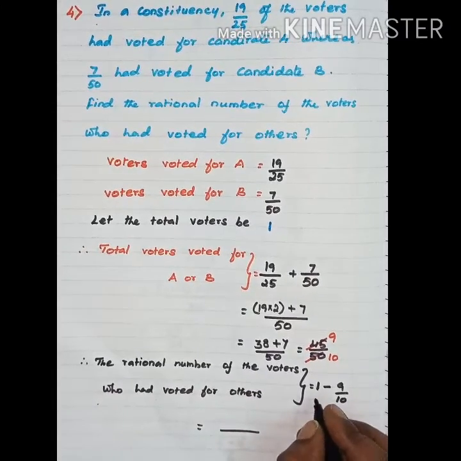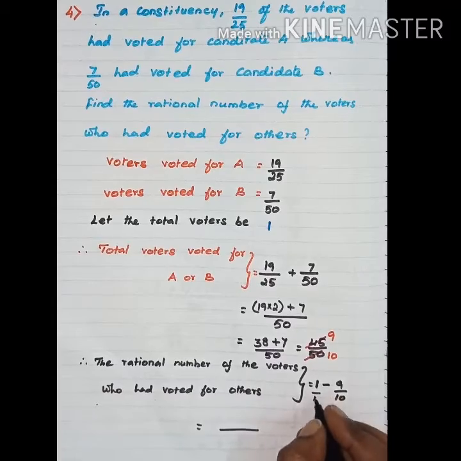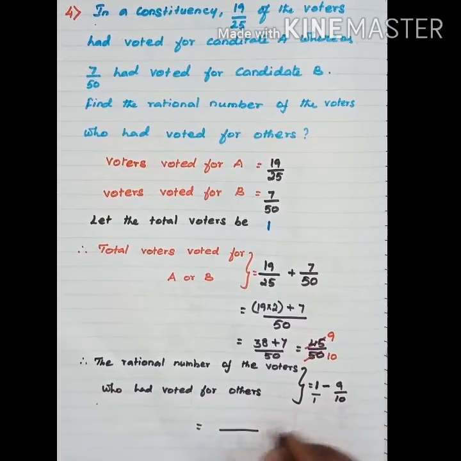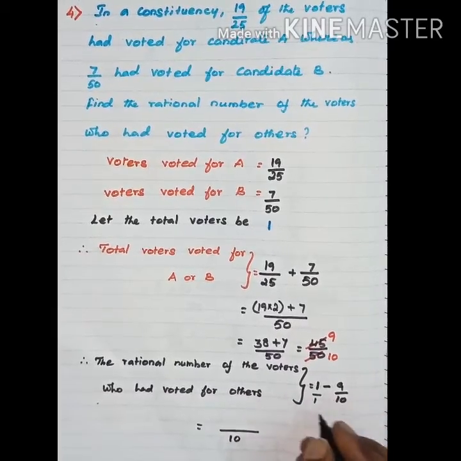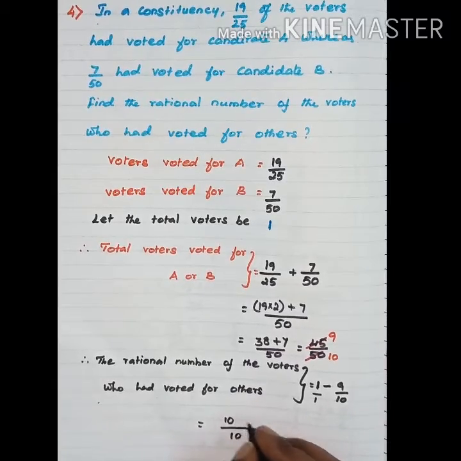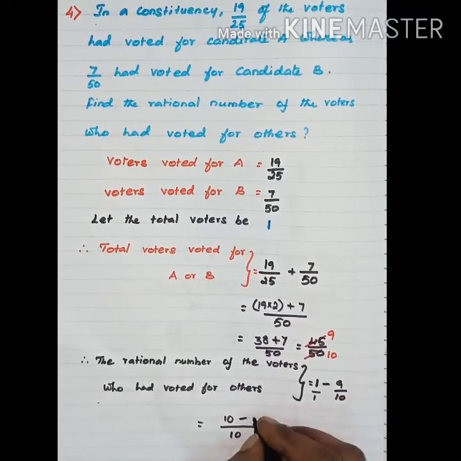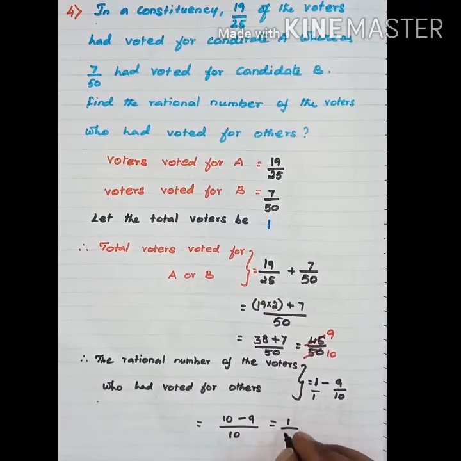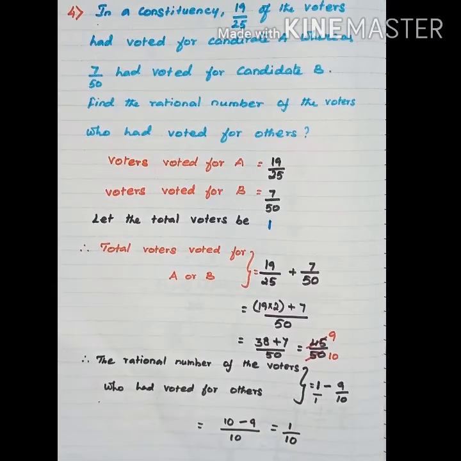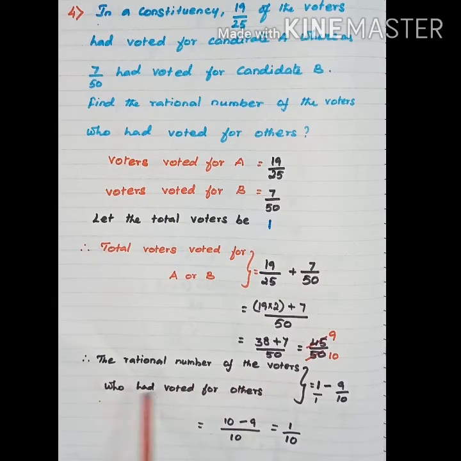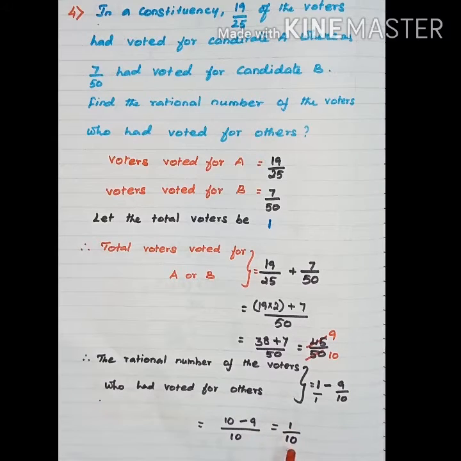Take LCM. Here 1 by 1. So 1 tens are 10, 1 tens are 10 minus 1 nines are 9. 10 minus 9 is equal to 1 by 10. Therefore, the rational number of the voters who had voted for others is equal to 1 by 10.